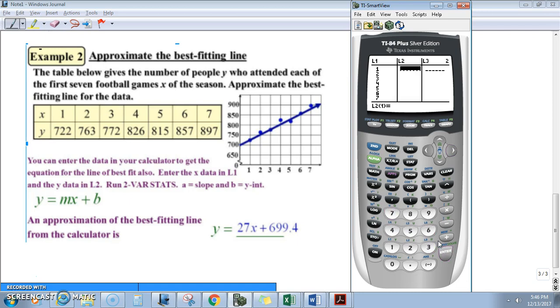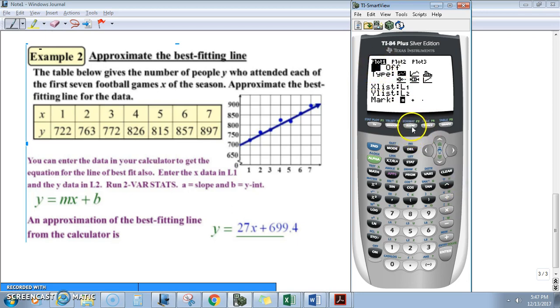And my Y values, so we have 722, 763, 772, 826, 815, 857, and 897. Okay, once it's in the list, we can go ahead to make our scatter plot. You do second plot, it's on, it's scatter plot, it's already using list 1, list 2, it's highlighted on right here.